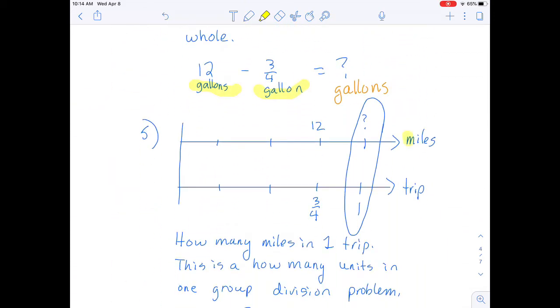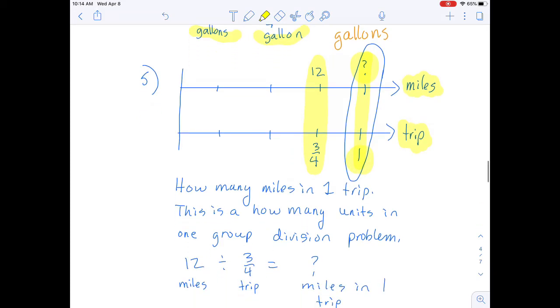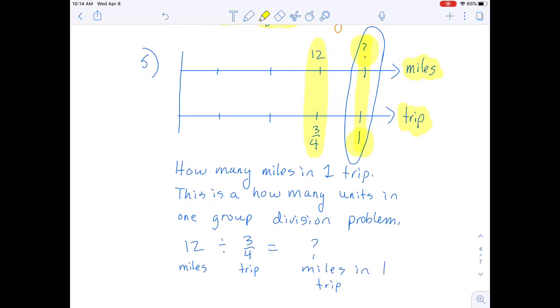Here I have on the top, miles. On the bottom, trips. I know that one trip, I'm trying to figure out how many miles. I know something about 3/4 of a trip. 3/4 of a trip is 12 miles. This is the same as the pictures I was drawing for our how many units in one group. So let's go ahead and write that out then. This is 12 miles, 3/4 of a trip gives, if we do division, that'll give me miles in one trip.